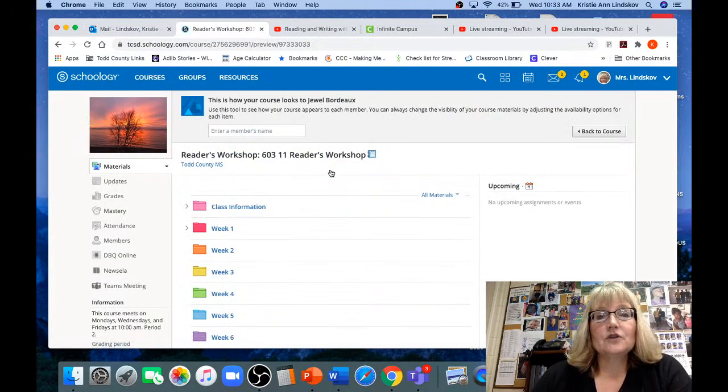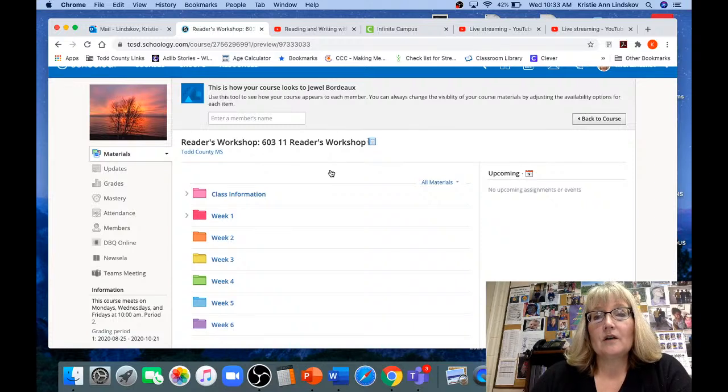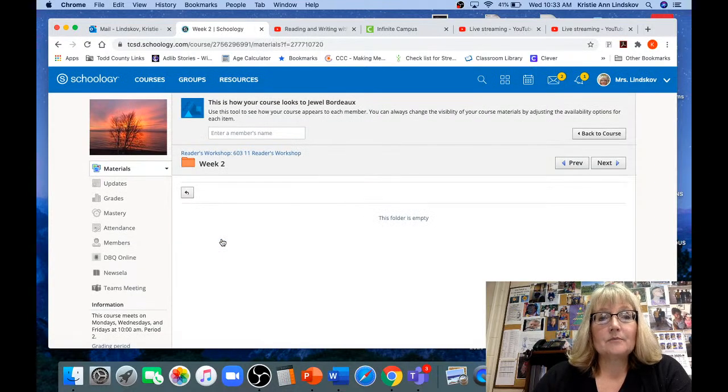So this is what you should be seeing in Reader's Workshop, all right? You'll see that there's a class information page, and then we have week 1, 2, 3, 4, 5, and 6. You'll see that in week 2, there's nothing in here yet. The folder is empty, and there's nothing in there.